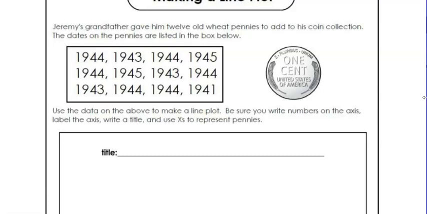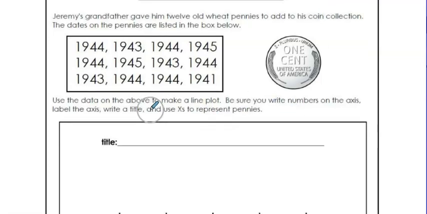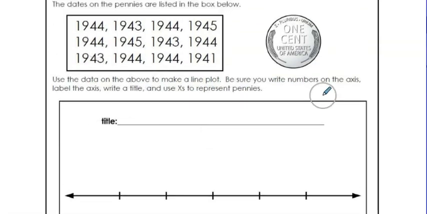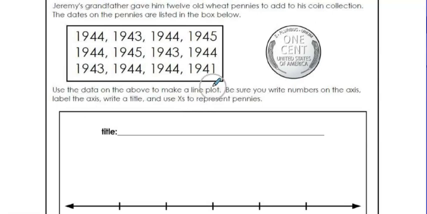Be sure to write your numbers on the axis, label the axis, write a title. Each X is going to represent 1 penny. We're focusing on the dates of the pennies. So you could do whatever you wanted here. You could say this is penny dates, whatever it is that you want. So I'm going to do penny dates.